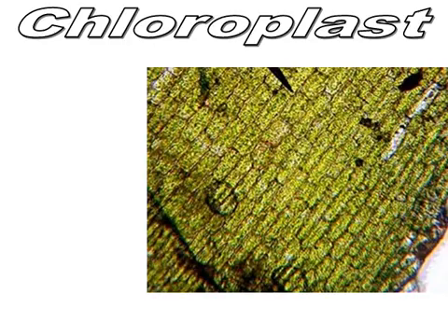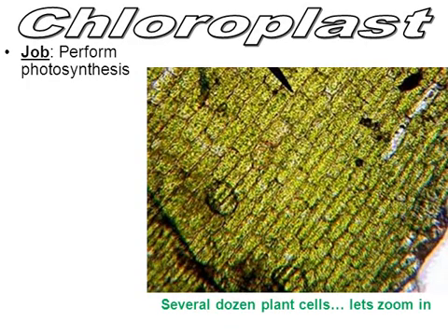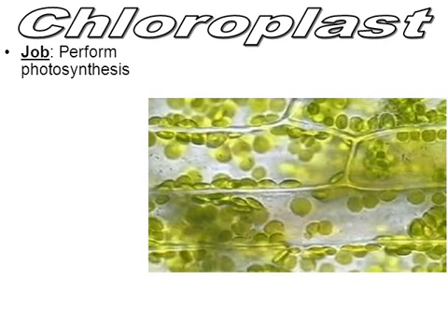So the next part I want to mention is called the chloroplasts. And so you might know the job of the chloroplast is to perform photosynthesis. Well, here are several dozen plant cells taken with a microscope. Let's zoom on in for a closer look. When we zoom on in, we can see that inside of every cell are dozens of those green round-shaped objects called chloroplasts. They're inside every single cell. There's dozens of them per cell.